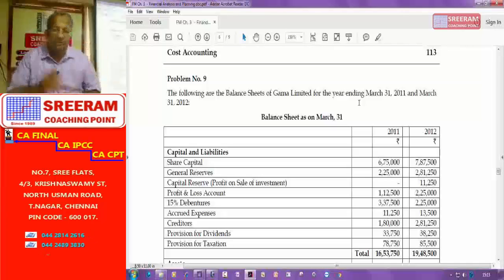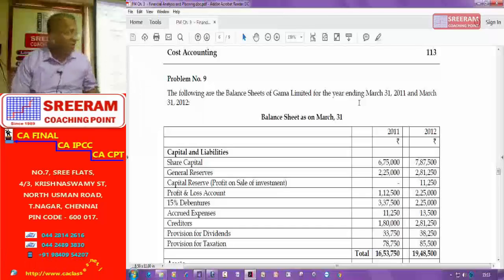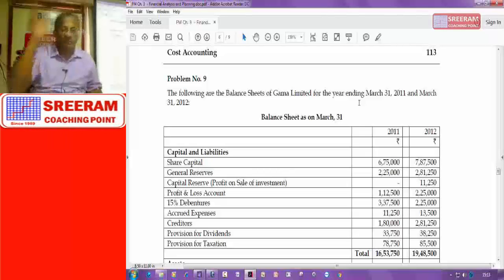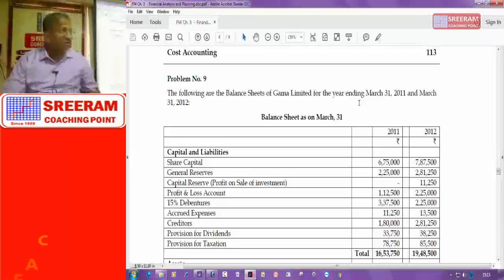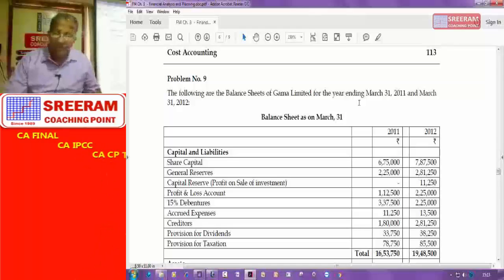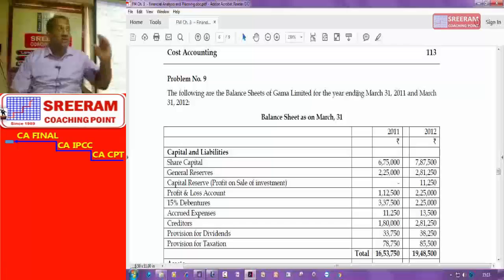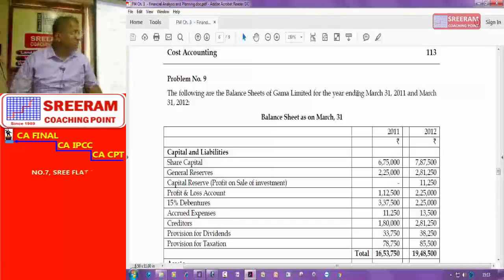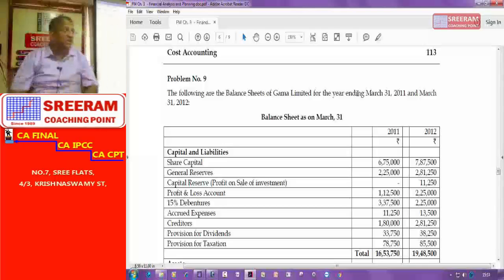This is what we will be doing. Now, share capital, 6,75,000 to 7,87,500. What is it we should do? Issue of capital on the source side we have got to update. General reserve 2,25,000 to 2,81,250. Increase in general reserve in adjusted P&L account. If you do it as per AS3 directly, this item should be added to net increase in profit, like how we have done in the last case.